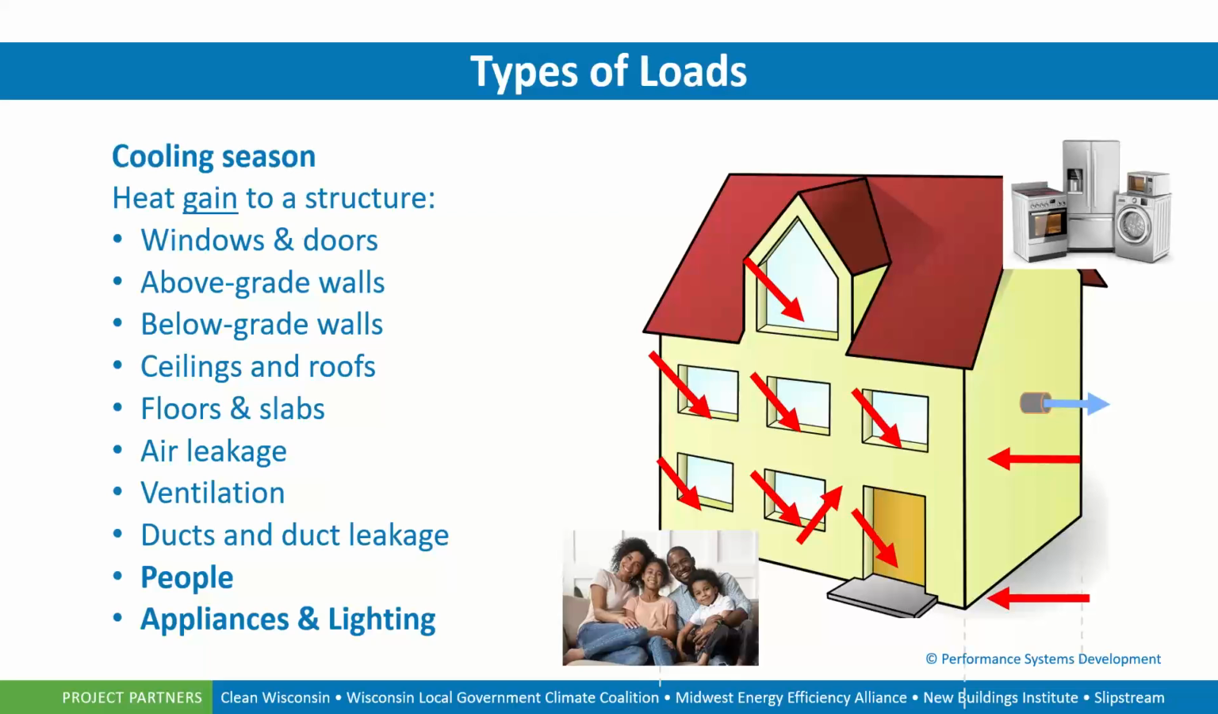Or 3 tons would work in this orientation, but if this house turns 180 degrees, it may need to go up a half ton or it could drop a half ton. So the orientation is important when we take into consideration the heat loss and heat gain calculations.